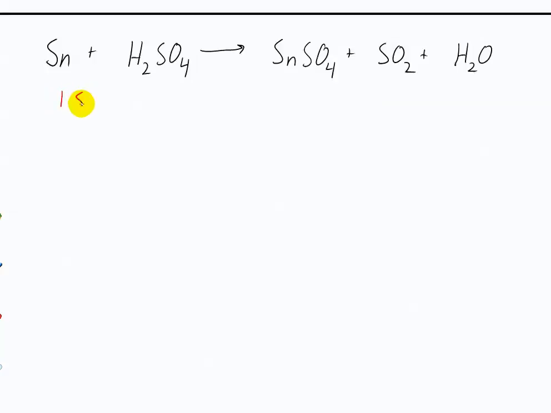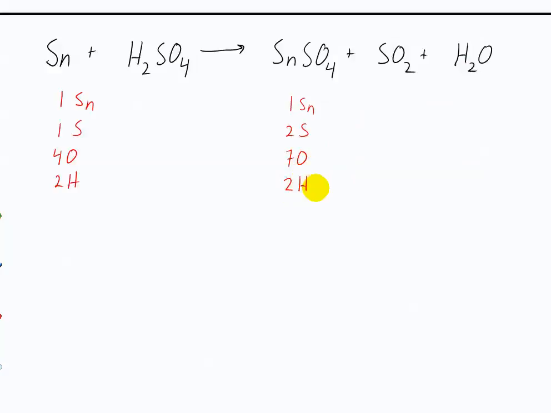So on this side we've got 1 tin, 1 sulfur, 4 oxygen, and 2 hydrogen. All right. On this side we've got 1 tin. We have 2 sulfur because there's 1 in this molecule and 1 in this molecule. There are, let's see, 4, 2, and 1 is 7 oxygen and 2 hydrogen.